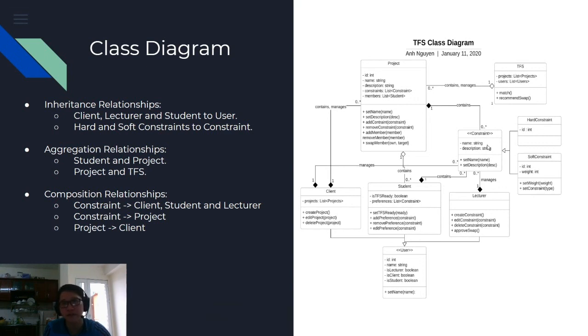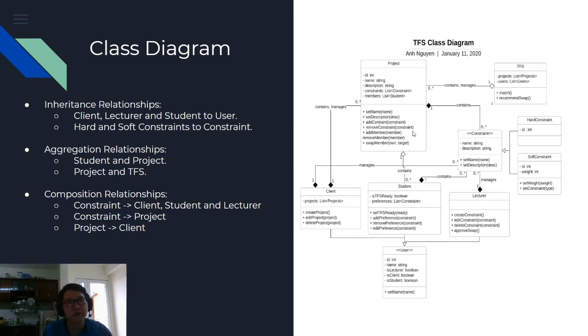The next type of relationship is aggregation. For example, the project class should have a list of students. And if an instance of the project class is deleted, the student class should still exist. Thus, that's why they have an aggregation relationship. Similarly, the project class has an aggregation relationship with the TFM class.